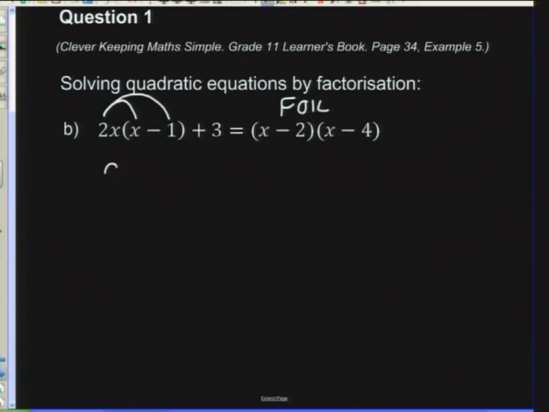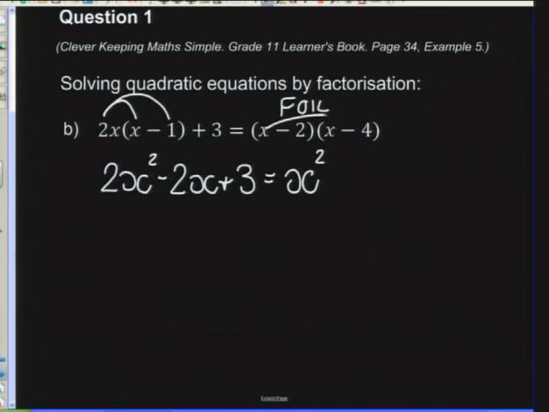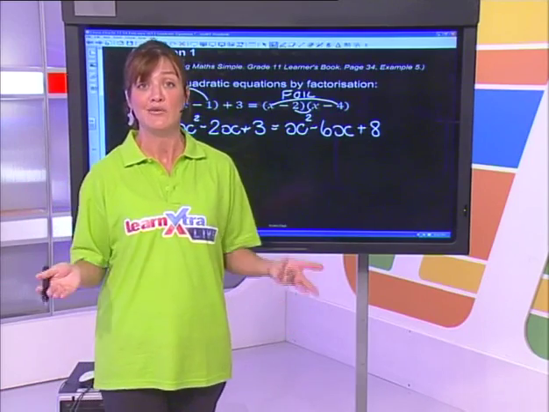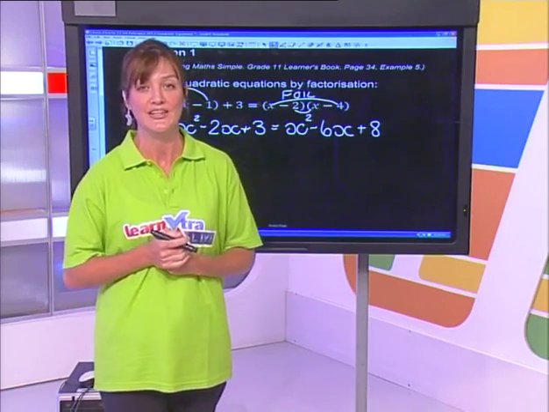All right, so therefore we are going to get 2x squared minus 2x plus 3 is equal to, now when we FOIL out our brackets, I'm going to get x squared when I do my outers. So when we do our outers, I get negative 4x. And when I do my inners, I get negative 2x. So together, negative 4 and negative 2 give us negative 6x. And when we do our last, negative 2 times negative 4 is going to give us positive 8. Okay, so step 1 dealt with. We've now gotten rid of our brackets, and you can see now that we've got x squareds in our equation. So it looks like we've got a quadratic equation to deal with.